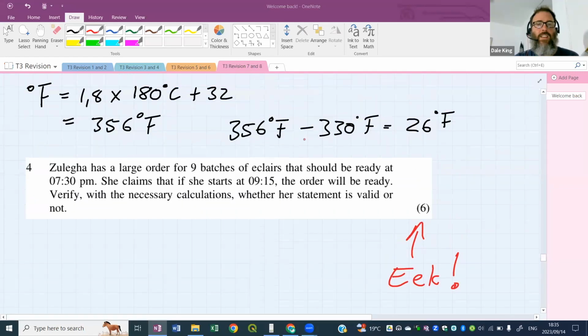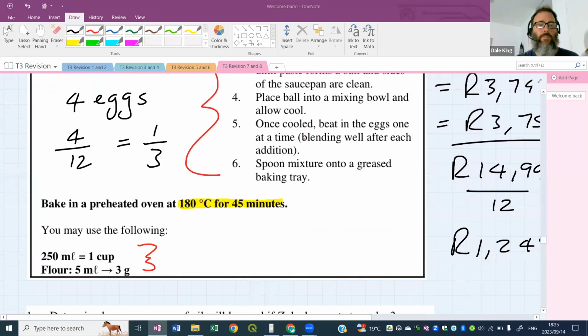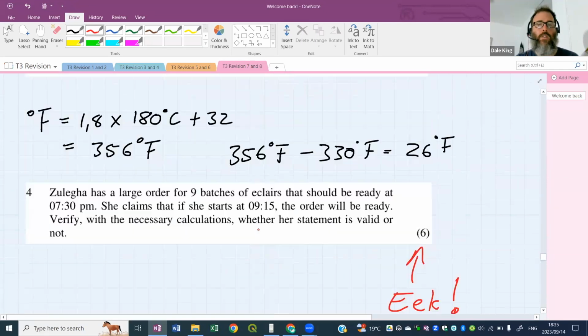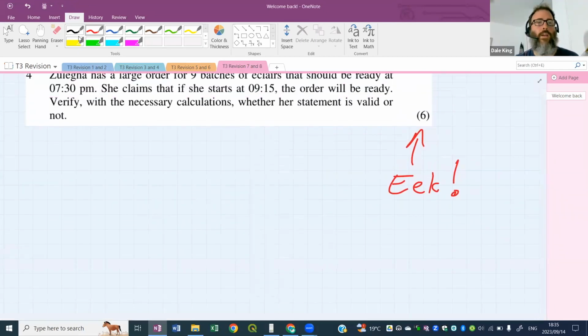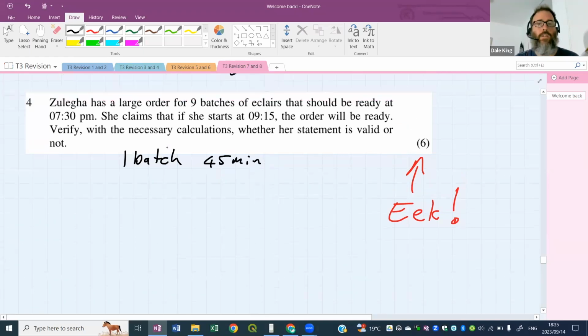So let's see, how long does it take to cook a batch? Oh, there we go. They say a batch cooks for 45 minutes. One batch is 45 minutes. All right, one batch is 45 minutes. Let me write that here. And we need 9 batches. The question says 9 batches.